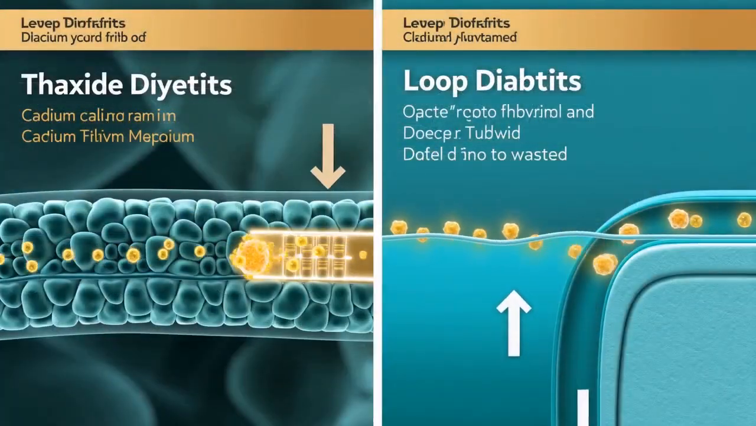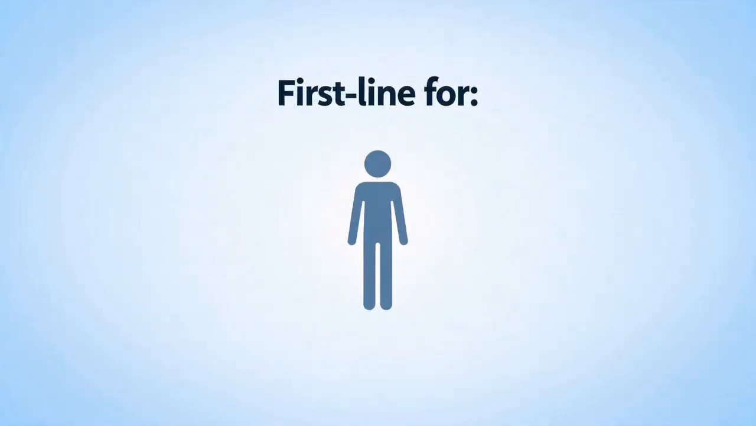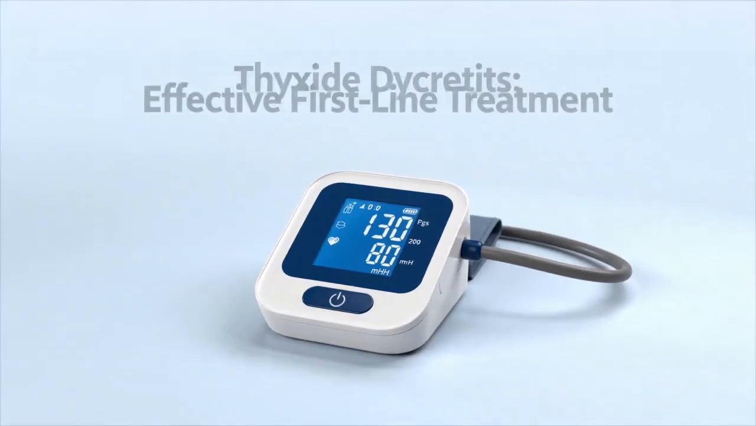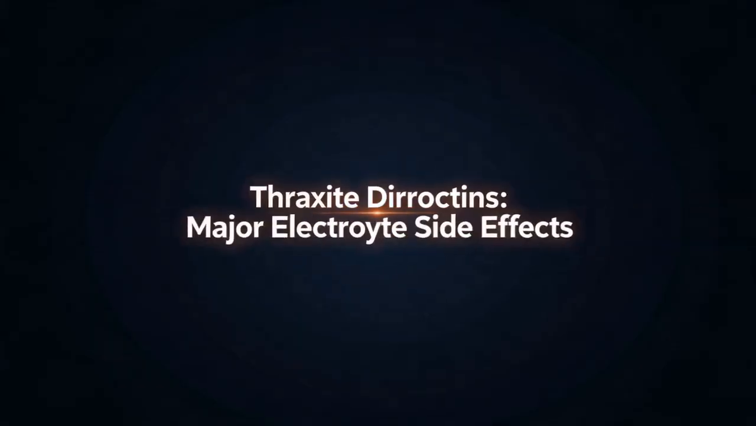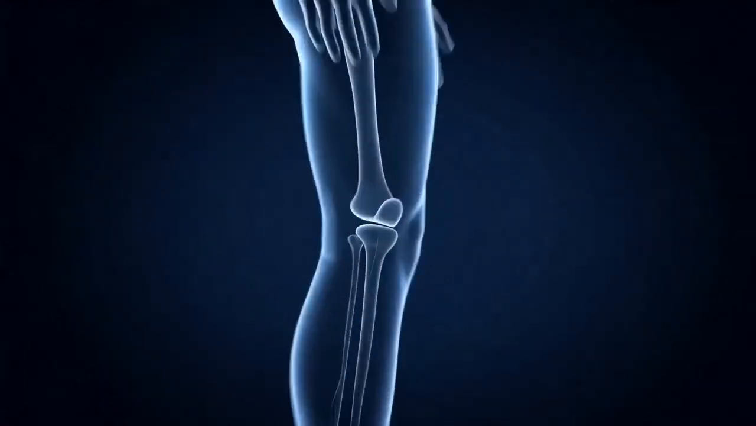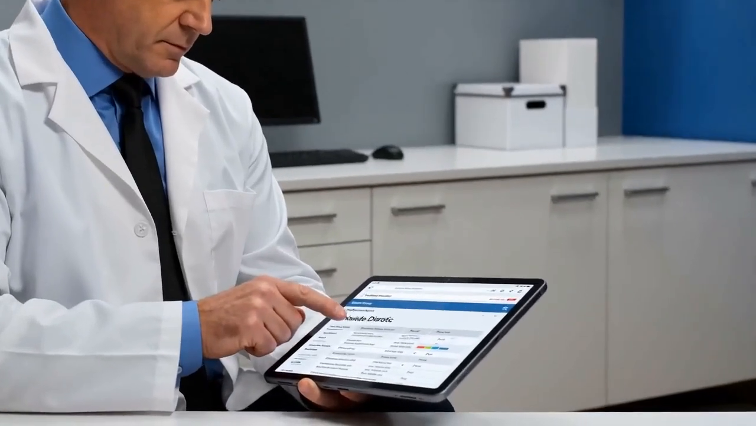Elderly women on thiazides are at highest risk. Third is hyperuricemia, elevated uric acid. Thiazides compete with uric acid for secretion in the proximal tubule, reducing uric acid excretion. This can precipitate gout attacks. Use with caution or avoid in patients with gout.